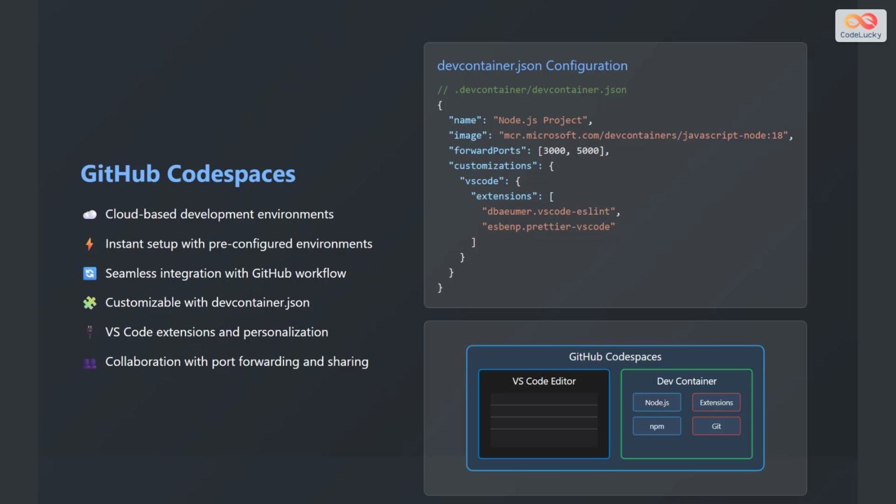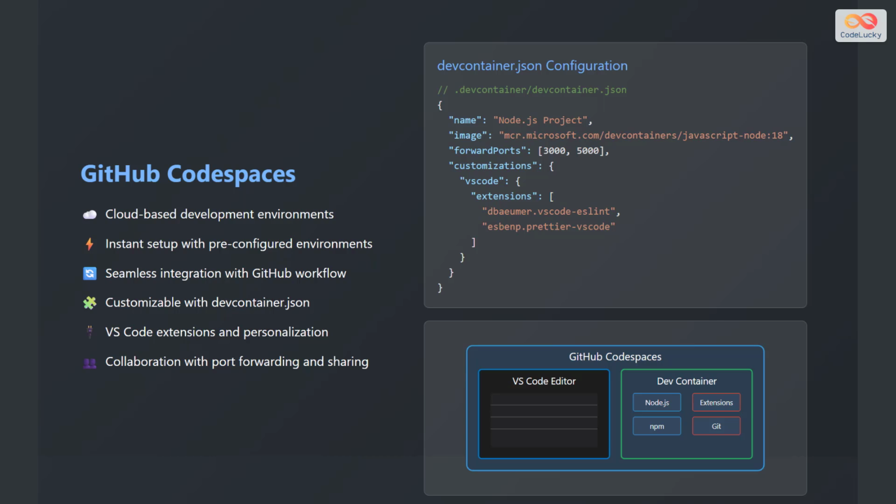Customizable configuration with devcontainer.json enables developers to define their preferred development environment. VS Code extensions and personalization allow developers to tailor their codespaces to their specific needs. Collaboration with port forwarding and sharing enables developers to work together in real time.